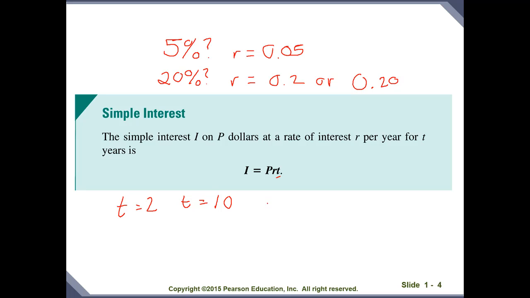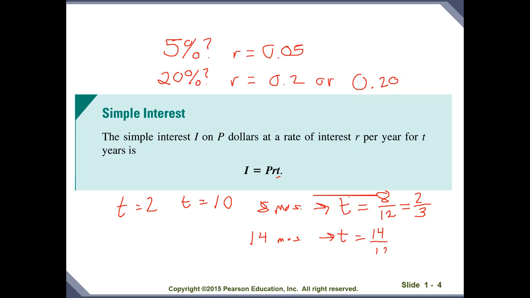So if I had 8 months of a loan, then T for 8 months would equal 8 out of 12, which we could simplify by dividing both the numerator and the denominator by 4 to be 2 out of 3. So remember for T, when you're dealing with months, you need to put the number of months over 12. If it were 14 months, that would be 1 year and 2 months. In a case like that, T would be what? It would be 14 over 12, which again, we could simplify as 7 over 6.